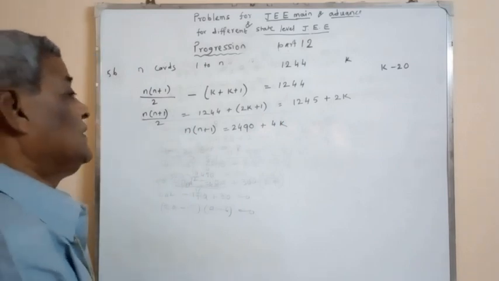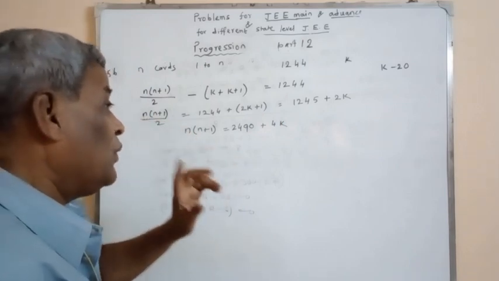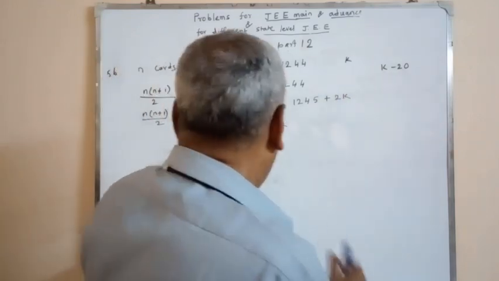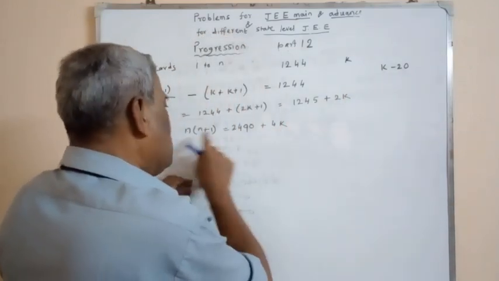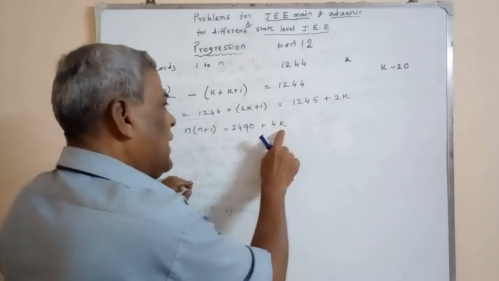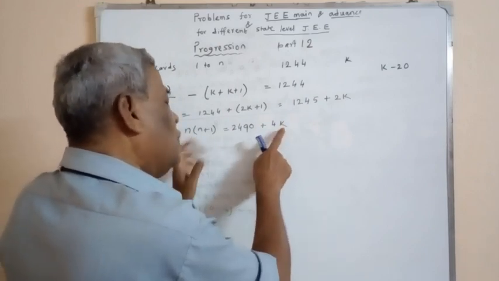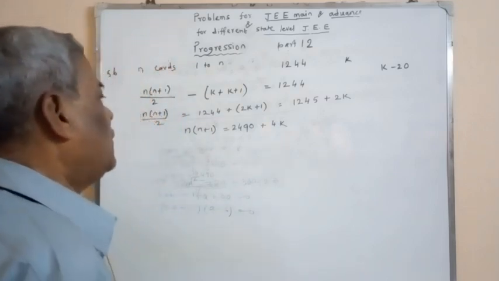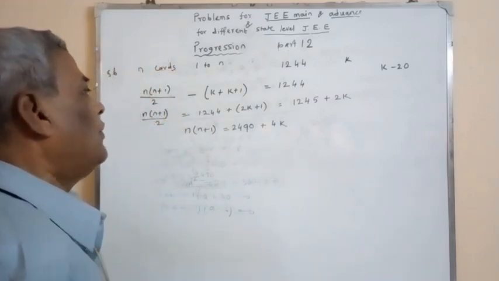Now, we have to find the minimum value of k. So k depends on this. So k will be minimum when n will be minimum. Now on trial, we have to find the value of n.